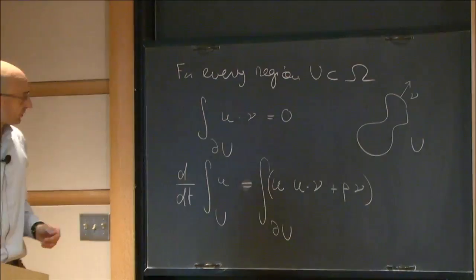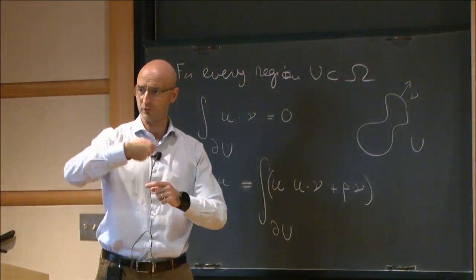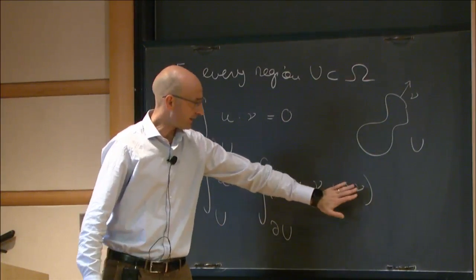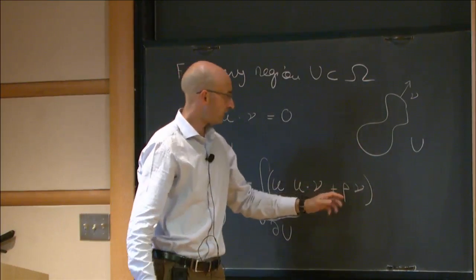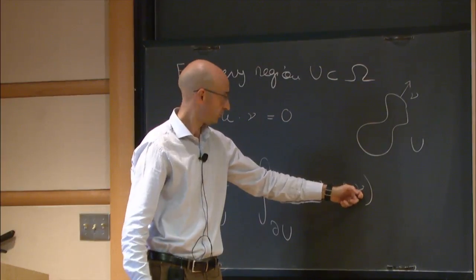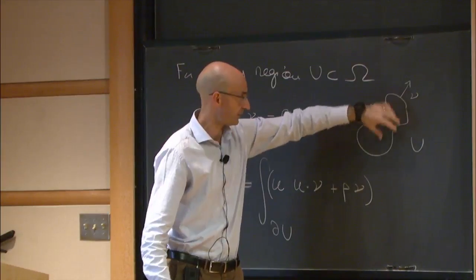Okay, so this is telling you that the momentum is changing because maybe there are some fluid particles which are flowing in and out, and they carry their own momentum. So this is what is happening. And then there is a force which is exerted by the surrounding fluid, and which is proportional to the pressure, and it's orthogonal to the boundary of U.